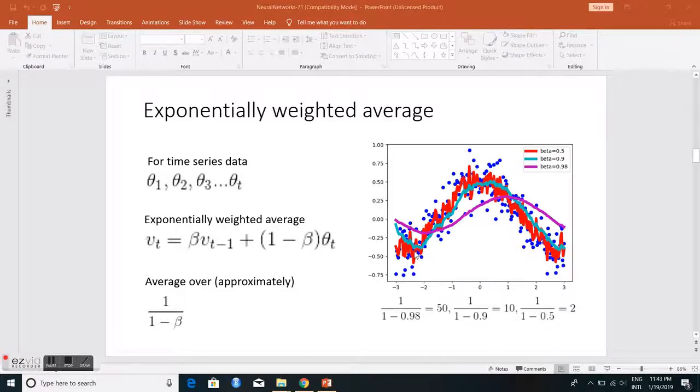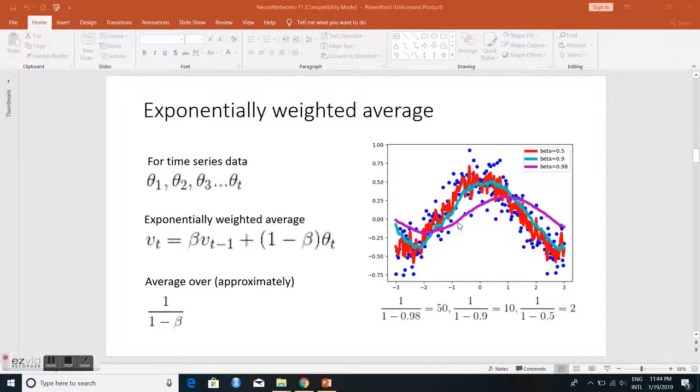So it averages over the previous 10 values, and this is the green curve which we saw before. It almost follows that. And if we use beta equal to 0.98, then 1 by 1 minus 0.98 is 50. So it averages over the last 50 values. So beta equal to 0.98 is this purple line. You can see that it tries to average over the last 50 values.